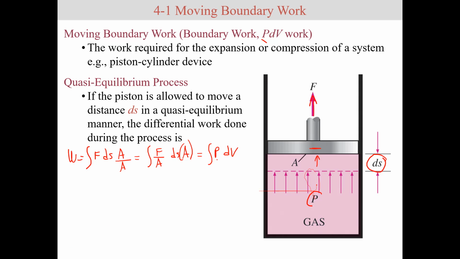So what I have is, if this is a constant pressure, if the process occurs slowly and the piston is allowed to move a small distance in a quasi-equilibrium manner, I can assume it to be a constant pressure process, and it ends up becoming P delta V. Again, that's for any constant pressure process.